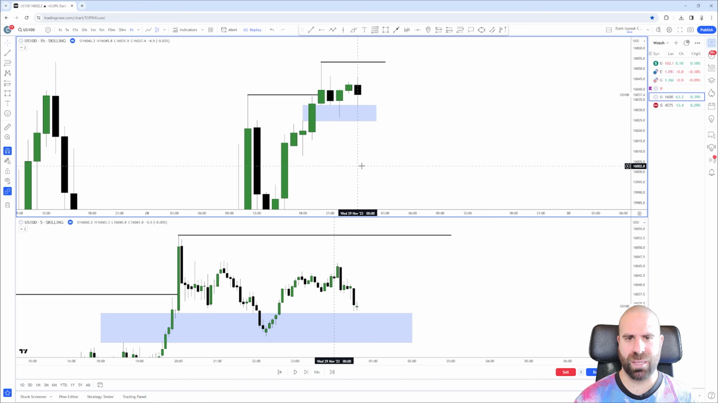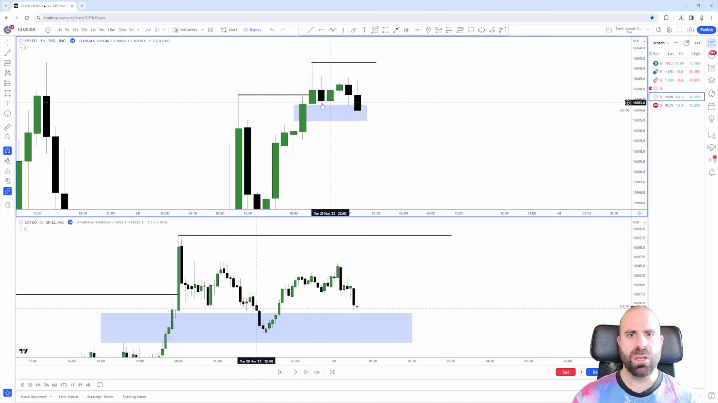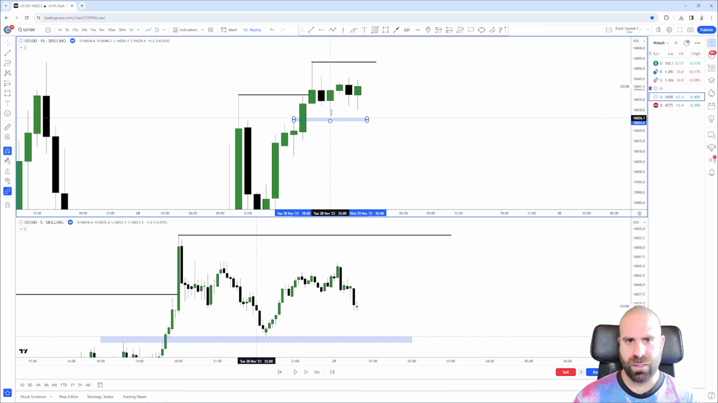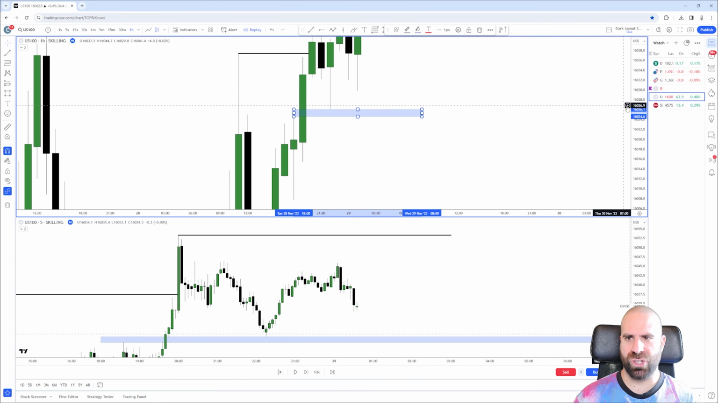Let me move one step forward as well. We can say now, still the same bias holds. What do we have left behind? Is there an FVG below this whole liquidity? Yes, there is an FVG.